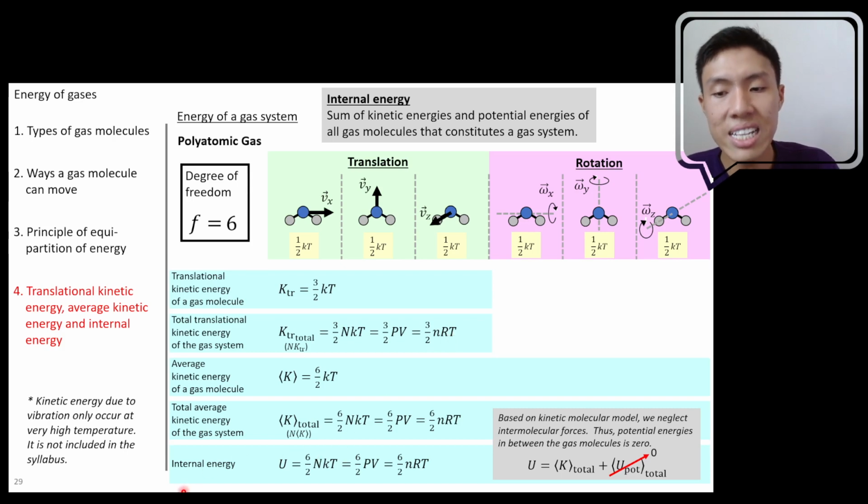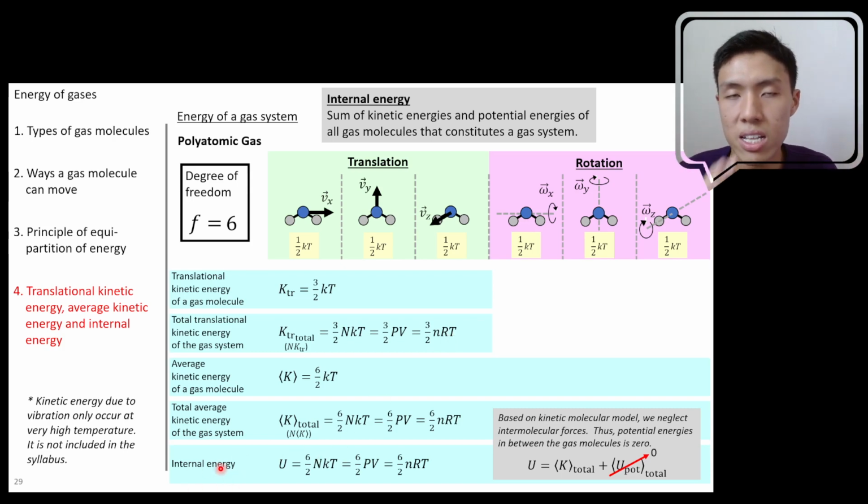And lastly, internal energy always refers to the whole system. You cannot have internal energy of a single gas molecule. That's just illogical because internal energy is energy internal to the gas system. So it always includes all the gas molecules in the system. So this internal energy always refers to the gas system and it never refers to one single gas molecule.